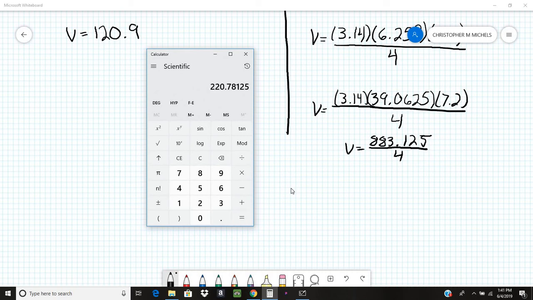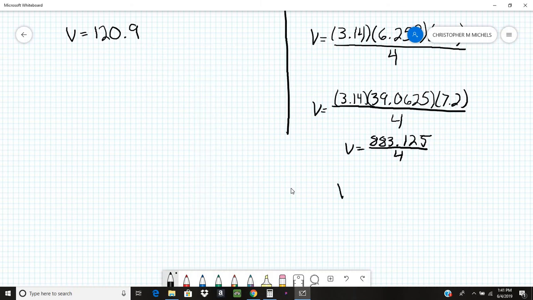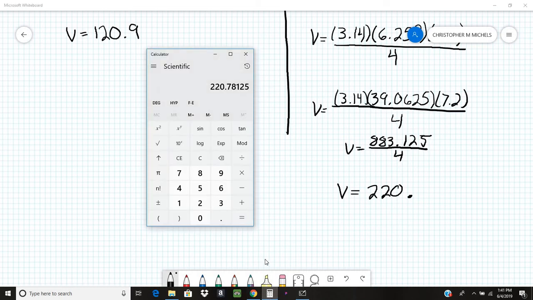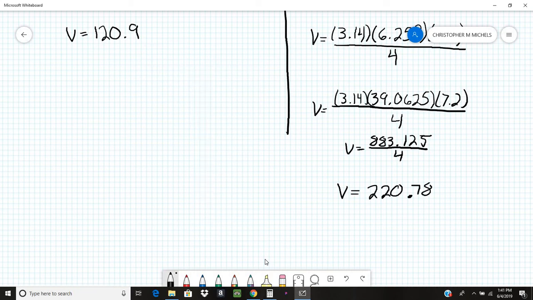So we get V equals 220 point, forgot what the rest was, 220.78125. Okay, so this one, when I have you do these problems, I'm going to have you round to the nearest whole number. So let's just go ahead and round that up to 221.